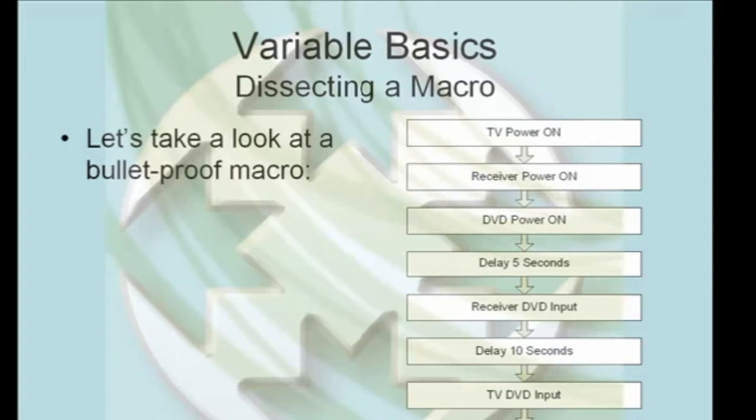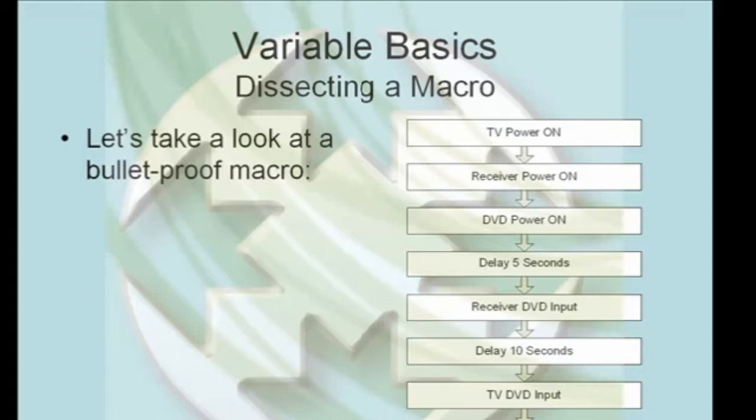Since televisions can have an awfully long warm-up time, and some front projectors can take 30 seconds or more, we added an additional 10-second delay. Then we tell the TV to go to the correct input, followed by a command that will tell the remote to jump and become a DVD remote control. This qualifies as a bulletproof macro because it'll always work and always provide the same results.